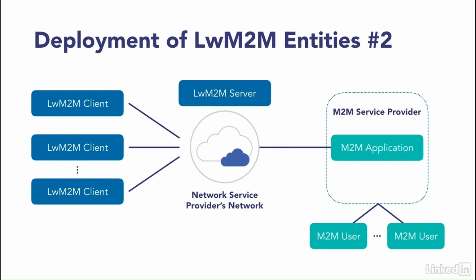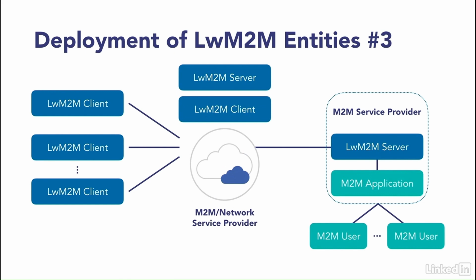It is possible that there are multiple servers existing in the system. In this example, the lightweight M2M clients shown on the left may interact with the intermediate server, which can be within another M2M or network service provider, and with the remote lightweight M2M server from an M2M service provider. In order for the intermediate server provider to connect to the M2M service provider on the right, it needs to have a lightweight M2M client inside of it.